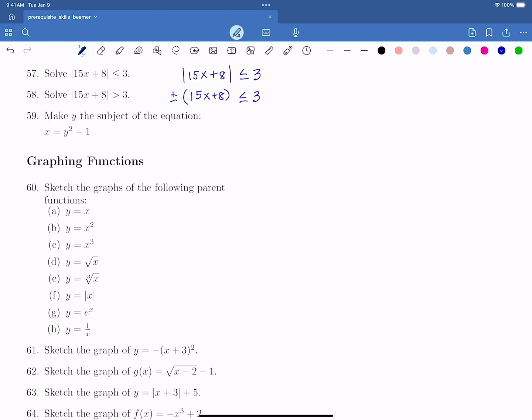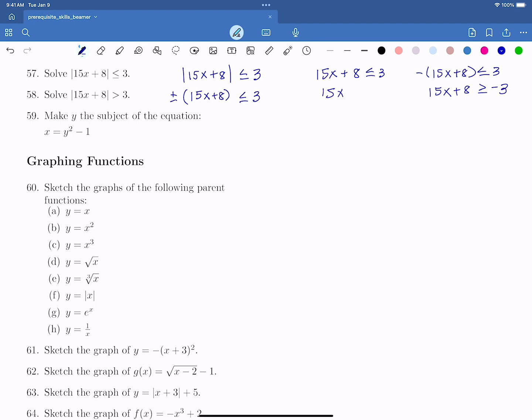And then this represents now 2 separate equations. The positive one would just be 15x plus 8 is less than or equal to 3. The negative one, if we move the negative to the other side, so divide both sides by negative 1, we have 15x plus 8. When you divide by a negative number in an inequality, you have to reverse the direction of the symbol. Negative 3, like so. And then we just solve each of these equations separately.